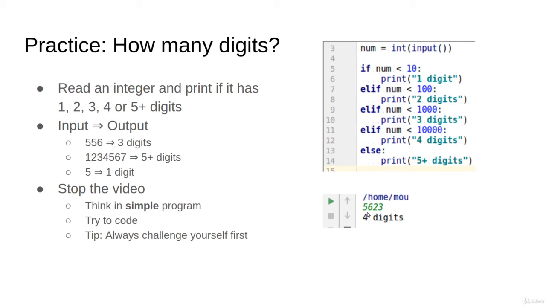So if we enter, for example, 5623, it will fail here and jump to line 7. It will fail here and jump to line 9. It will fail here and jump to line 11. It will succeed here. So line 12 will be executed, and then we jump to line 15.